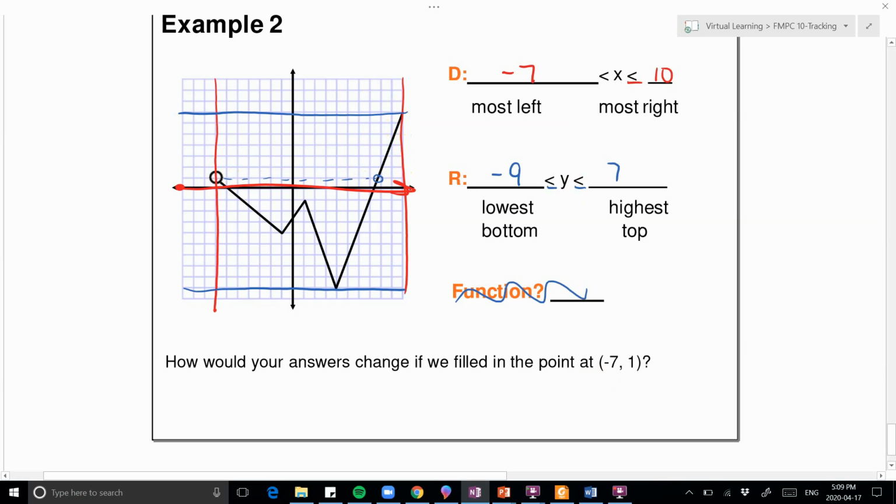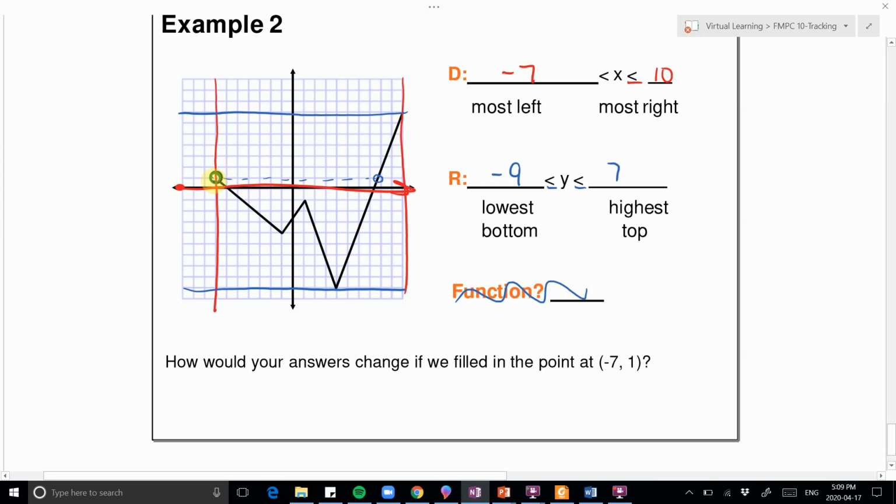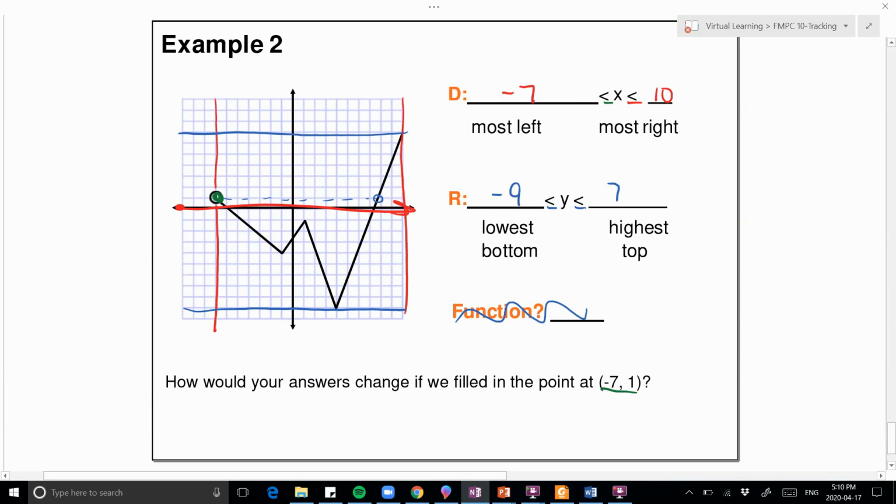What if we filled in the point? Hold on, I'll change color so we can see this. What if I filled in this point? What would that do? Well, if we filled in this point, that would change my domain, because here we said that it was not part of the data set. But if it's filled in, now it is a part of the data set. Those are two different scenarios, so it's important to be aware of them.